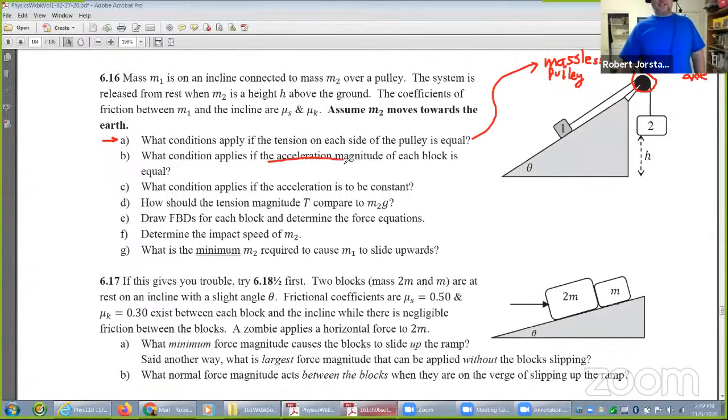Which condition allows us to say the acceleration magnitudes are equal? The accelerations of the two blocks. What allows us to say that?